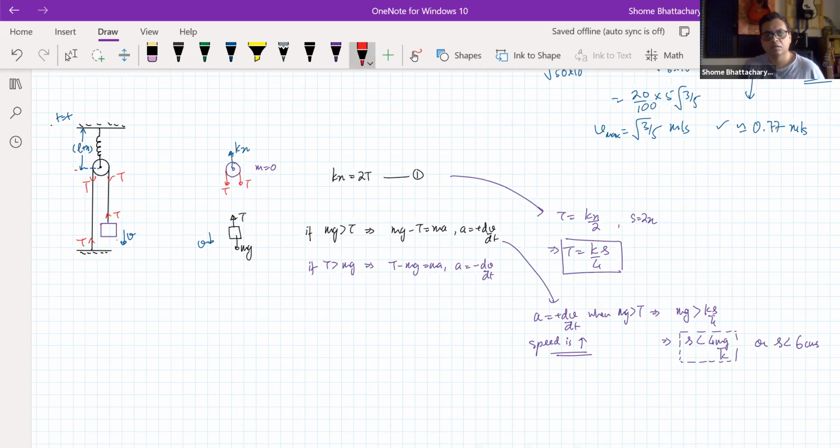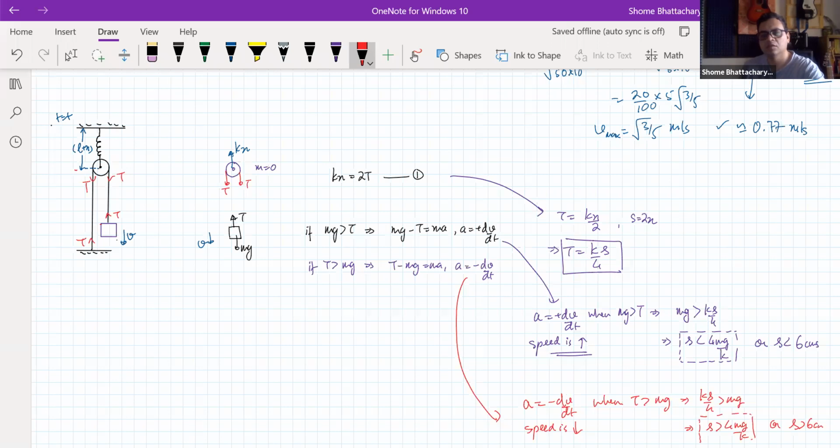Whereas a becomes negative, that means speed is decreasing when T becomes greater than mg. Or in other words, s becomes greater than 4mg by k, or s is greater than 6 centimeters. Okay. So this is showing us that now the speed starts decreasing when this happens.